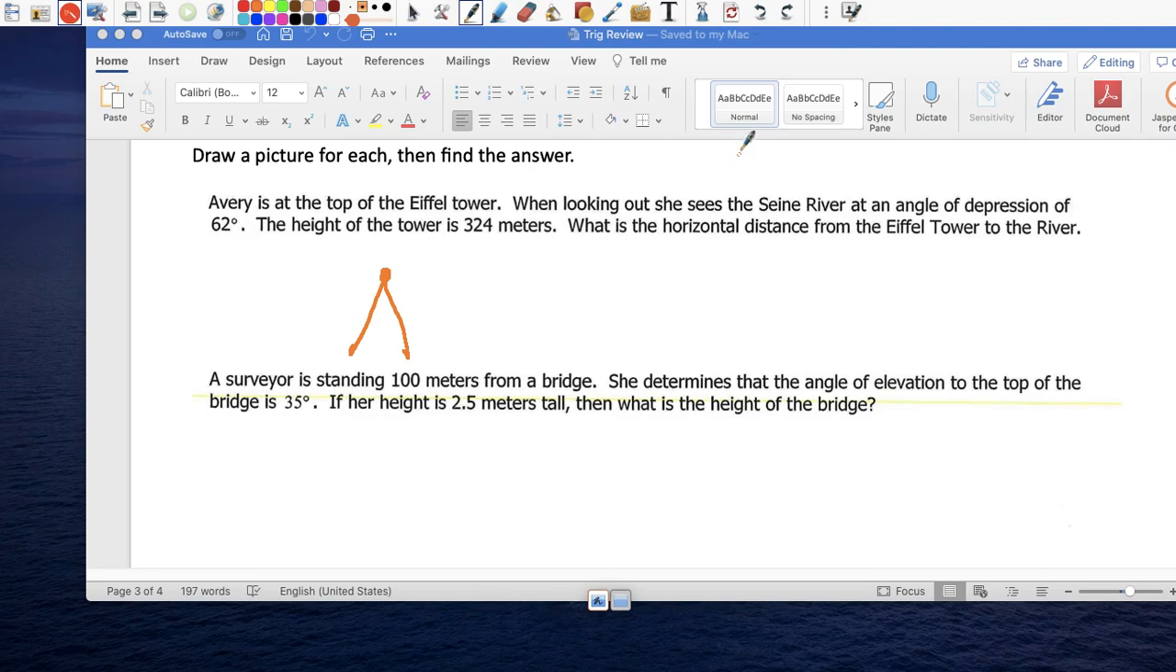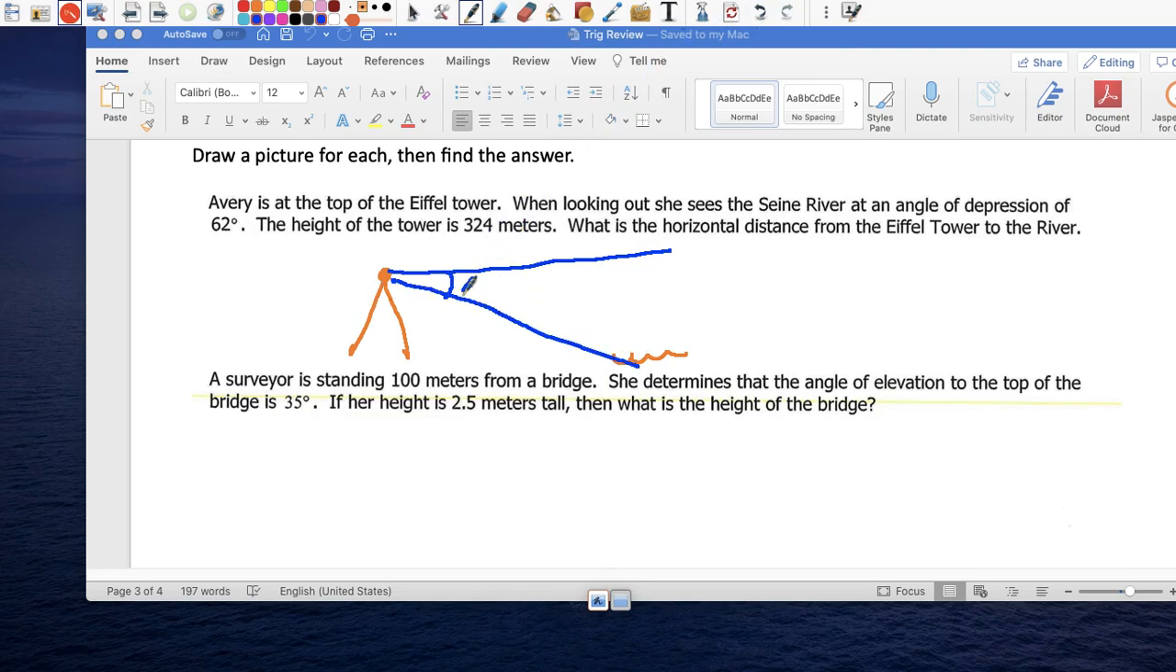And the angle of depression. So first thing we do, if she's on the top, her horizontal line is this. And then it says, when looking out, she sees a river at an angle of depression of 62 degrees. So, and then, oops, sorry.